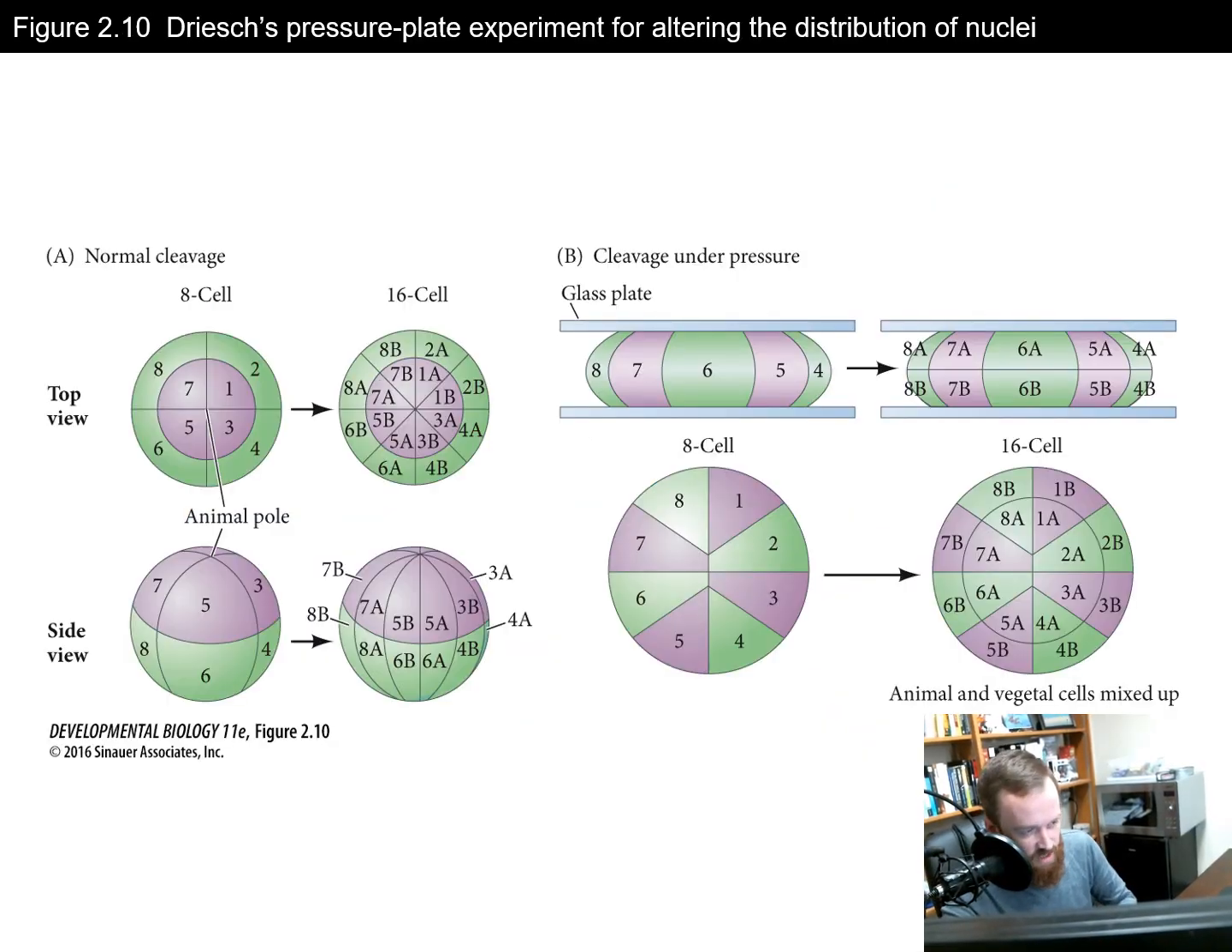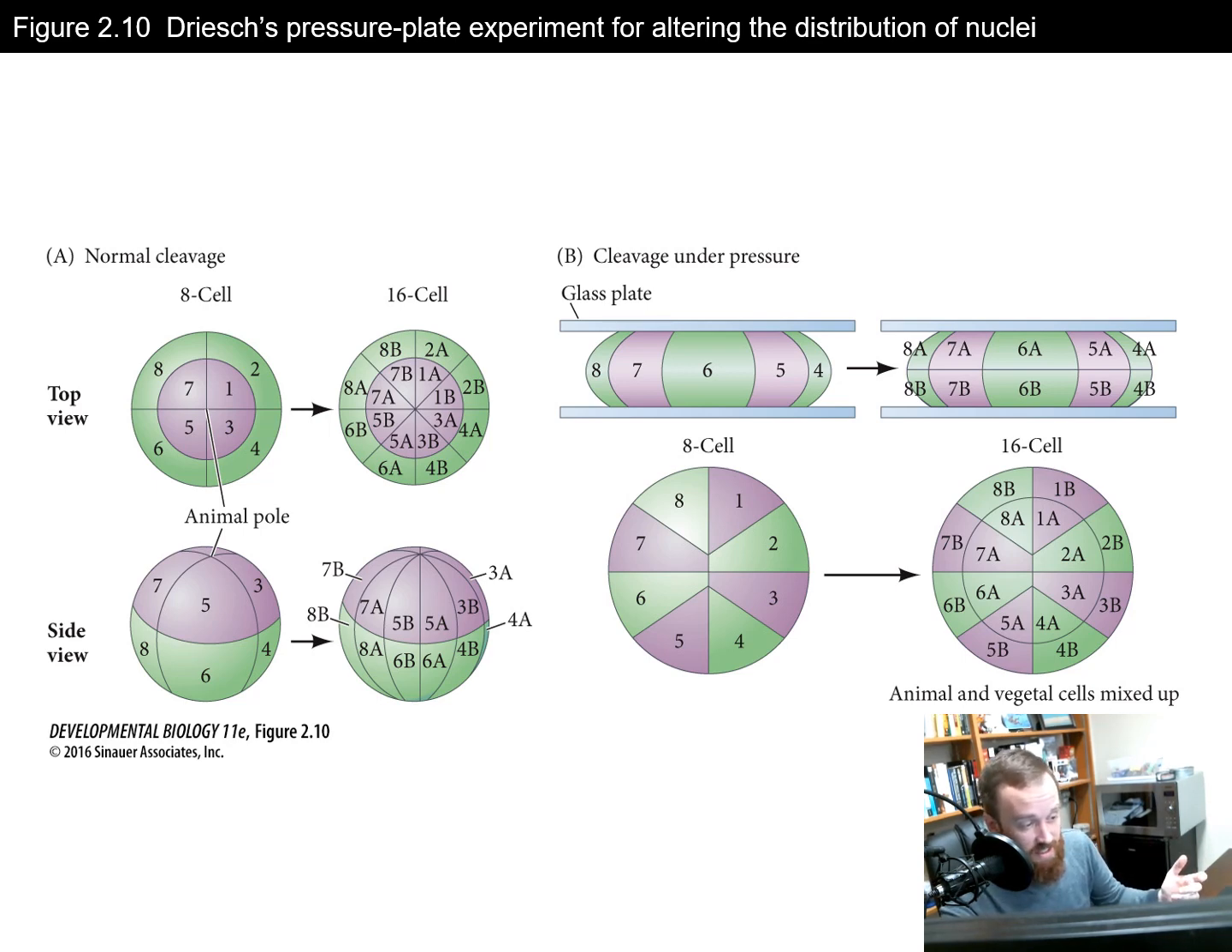Driesch also did a second set of experiments to confront Weissman's autonomous theory, and he called these the pressure plate experiments. And so Driesch thought if Weissman was correct in his idea that different chunks of the chromosomes go into different cells and tell them what to become, like skin cells, etc., that if you were to reshuffle those cells, then you should have an organism that's all mixed up, where skin's on the inside and the heart's on the outside, and all sorts of different mixture of cell types, as opposed to the normal structure and development that we see.